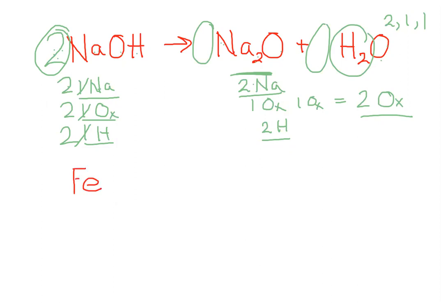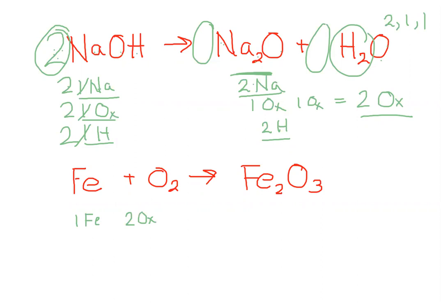Fe plus O2 gives us Fe2O3. Okay, let's see what we got. We got 1 iron and 2 oxygen. Over here, we got 2 iron and 3 oxygen. We're not even close to being balanced. So we got to make all these numbers match on both sides.